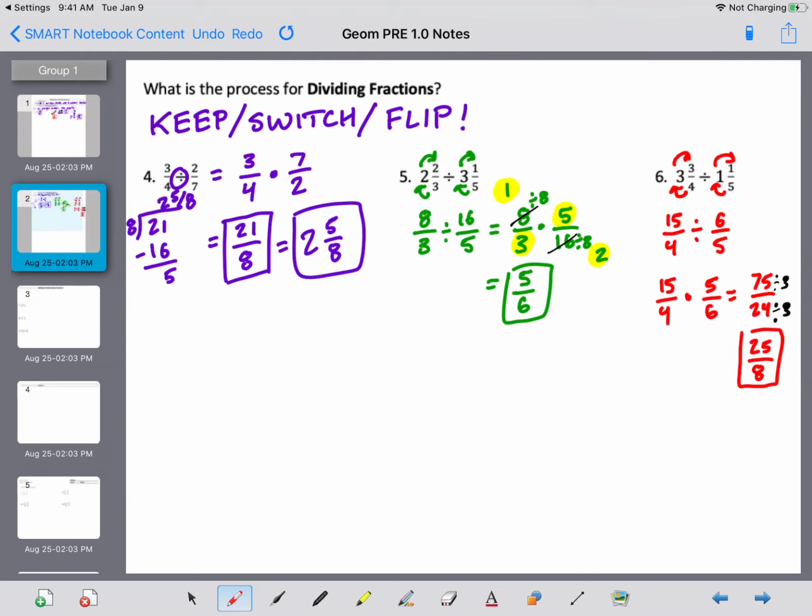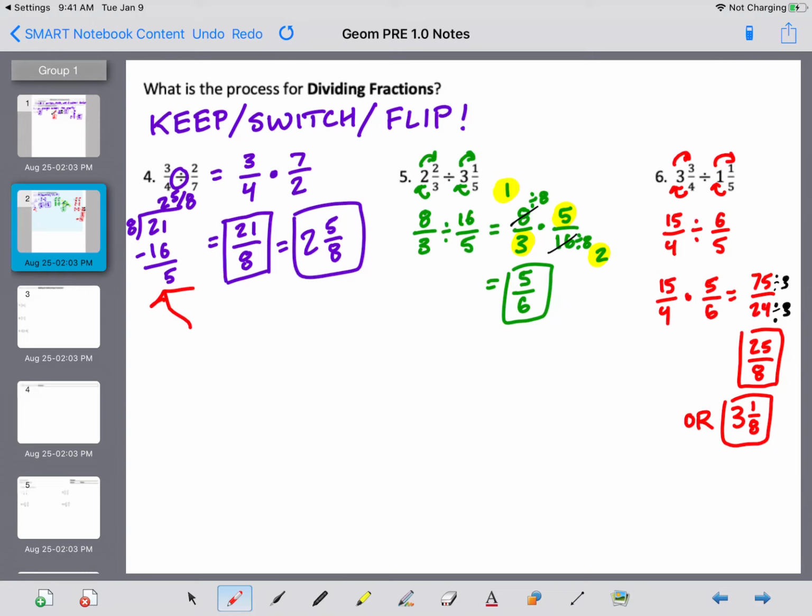And again, if you want to do this process over here to change that into a mixed number, you're more than welcome to. Turns out this would be the same as 3 and 1/8 if you do that correctly. I'll let you do that on your own if you'd like to.